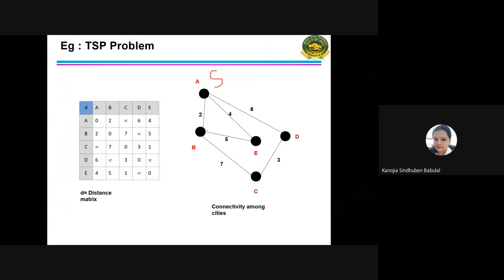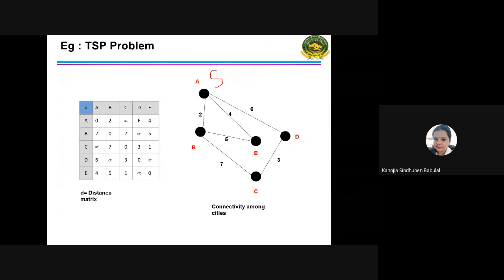And he is not supposed to repeat any of the cities while traveling. Only the starting point and the end could be the same. Suppose he starts from A, he can come back to A again, but he cannot repeatedly go to B, nor to C, nor to E, nor to D. So that is your traveling salesman problem.